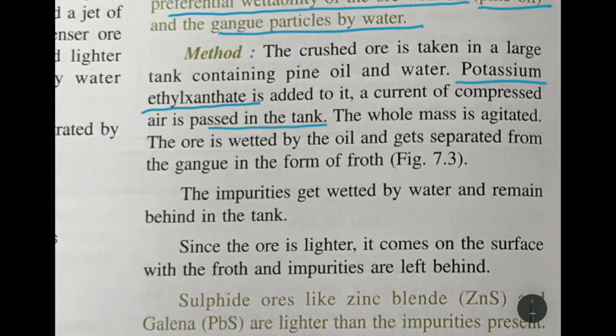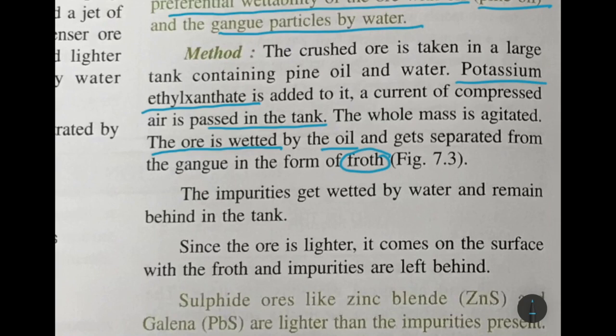So what happens is it gets agitated, it starts moving about, the water and the oil start moving about very quickly and vigorously. Now when it is moving vigorously, the ore gets wetted by oil and gets separated from the gangue in the form of froth. You know, froth bubbles come out to the top, because oil floats on water.